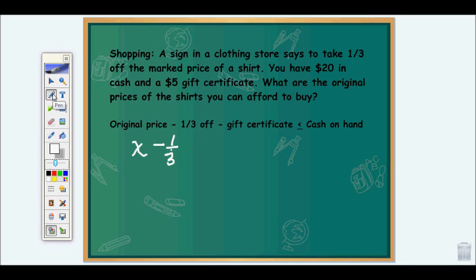Okay, so I want to do 1/3 X minus the $5, because if I have a gift certificate, I don't have to pay that $5. Use my gift certificate, so I'm going to subtract my $5. And then that has to be less than or equal to the amount of money I have, which is $20.